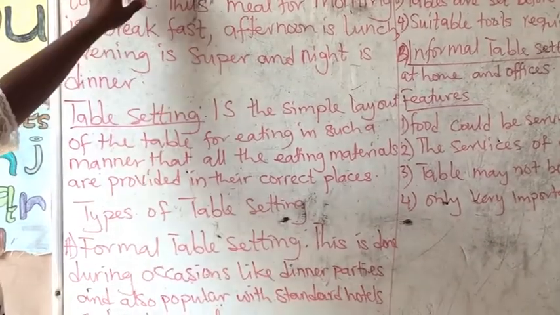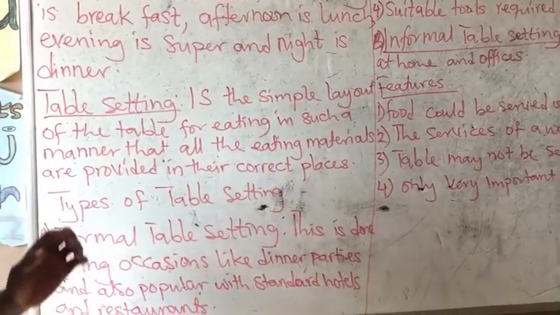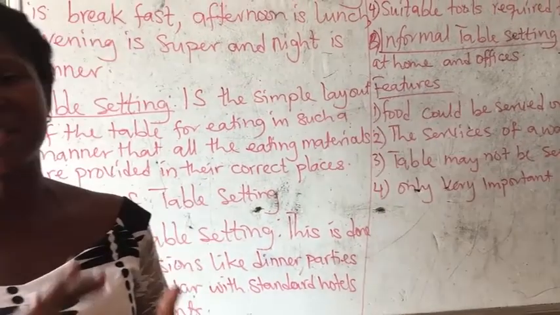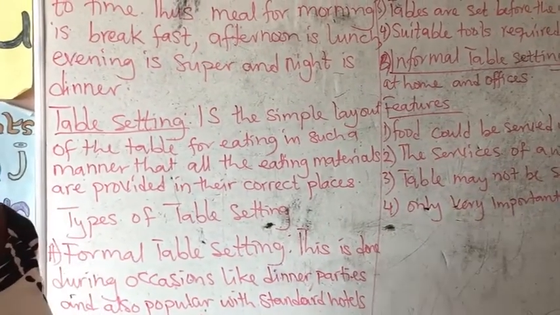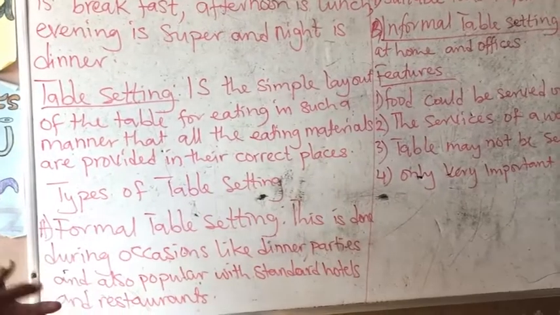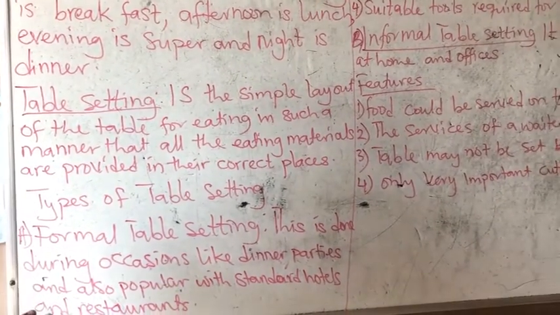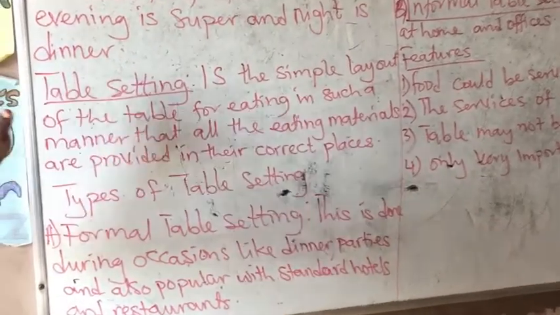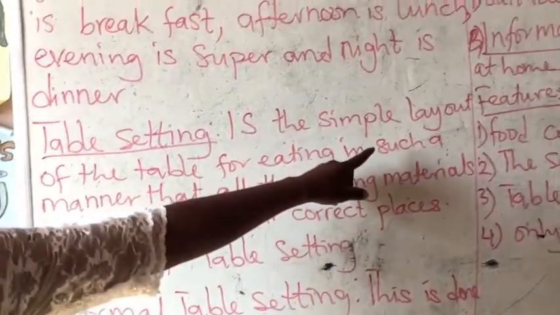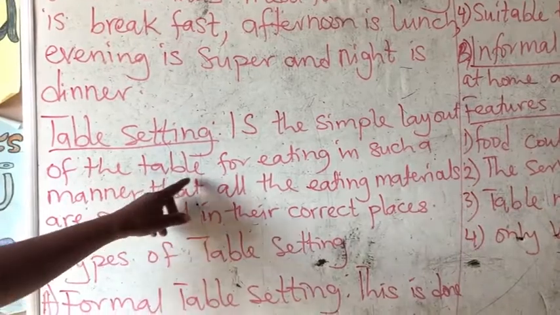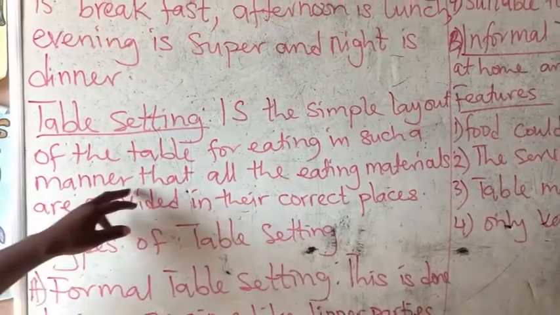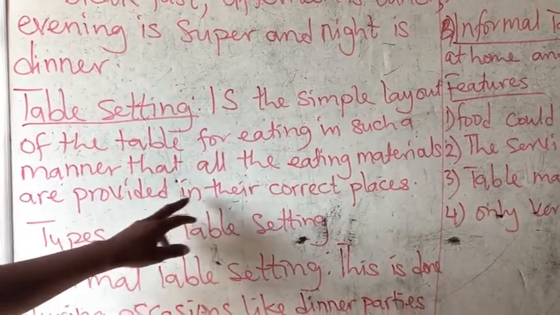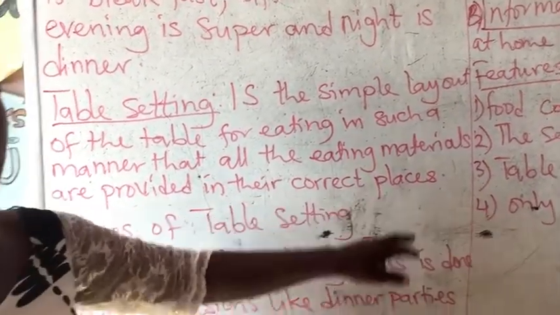We are going to talk about our substrand, which is table setting. Before you take a meal, every meal goes with a table setting. And we have two types of table settings. We have the formal and the informal. But before then, let's look at the meaning of table setting. It's the simple layout of the table for eating in such a manner that all the eating materials are provided in their correct places.